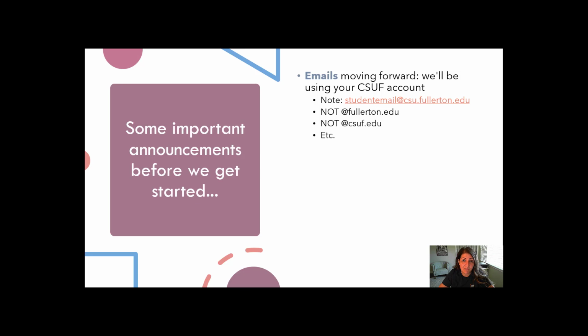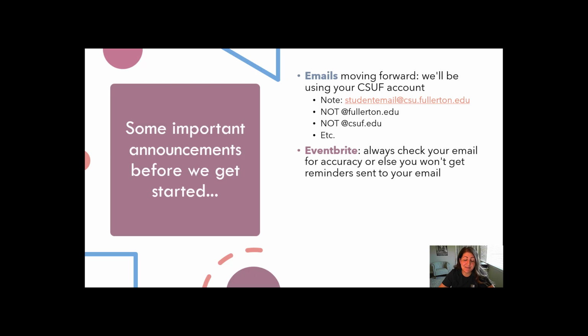And that's important because we use this program called Eventbrite to manage our workshops and events. And oftentimes, it happens all the time, students will type in something like Rebecca at fullerton.com or csuf.edu. And I don't think those are real email addresses. So I'm not sure where the reminders for the event go. So make sure that you're always checking that for accuracy.